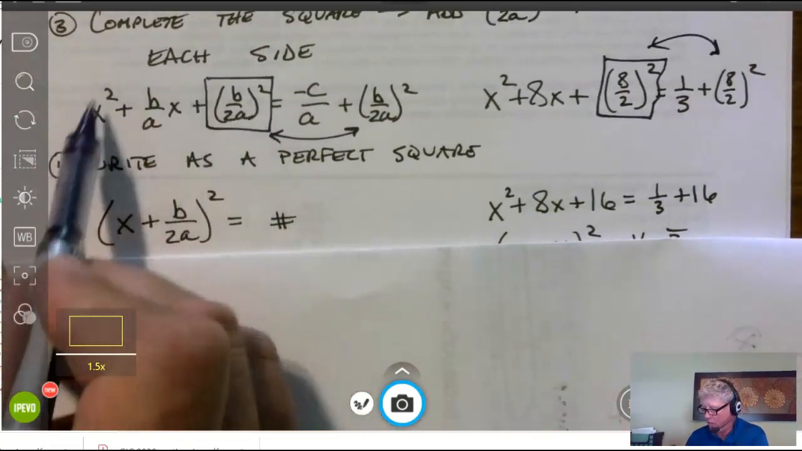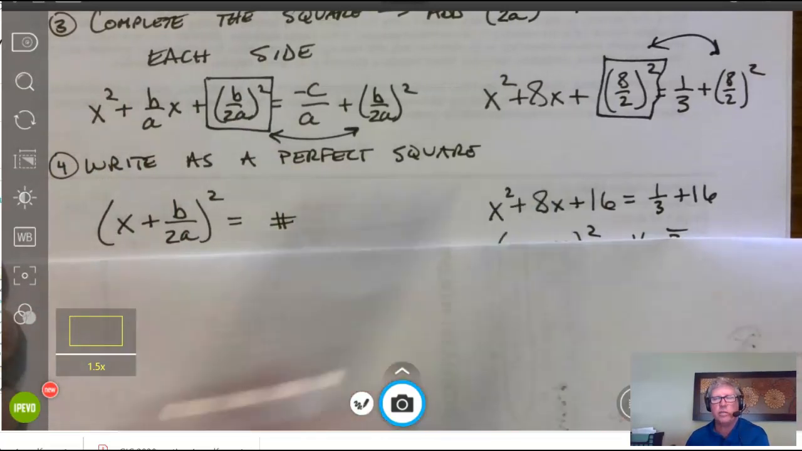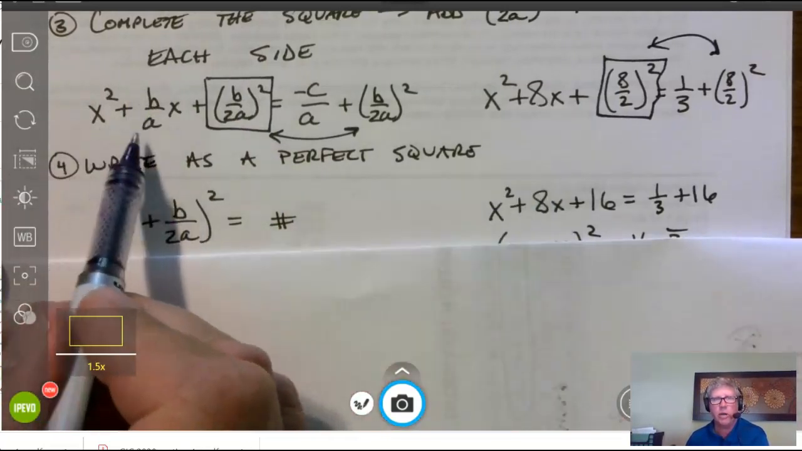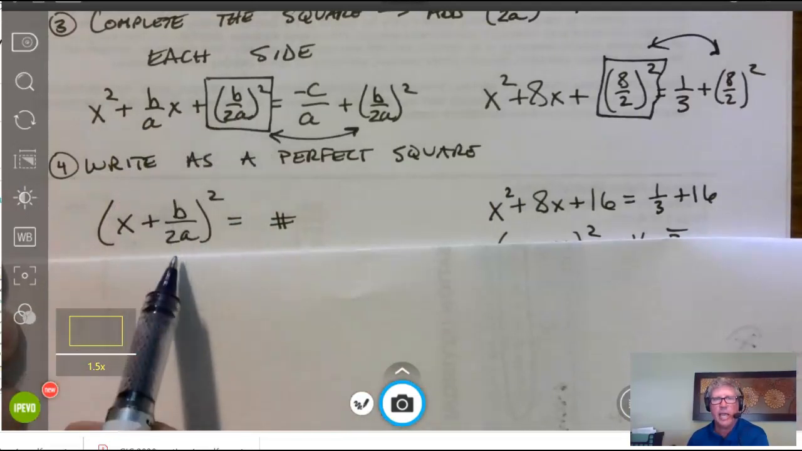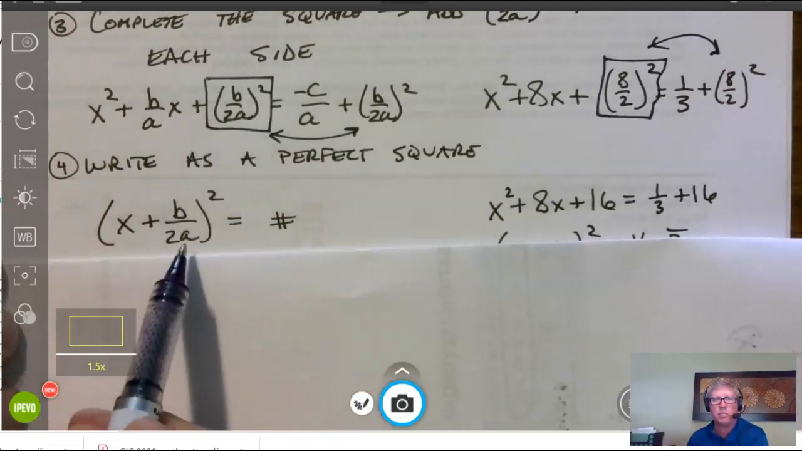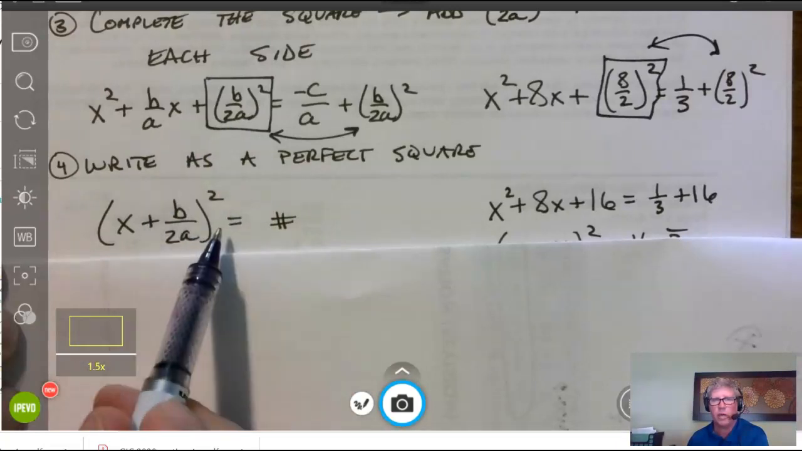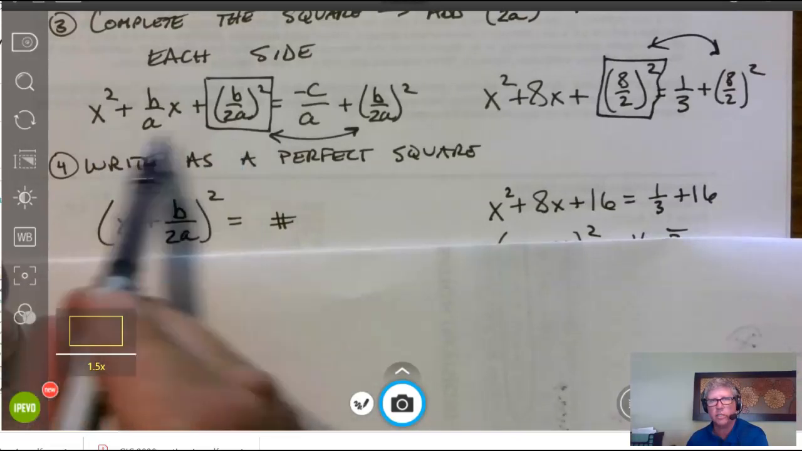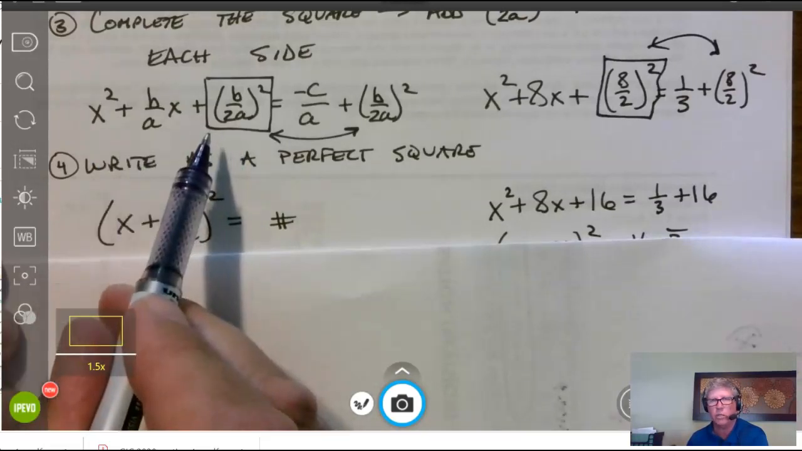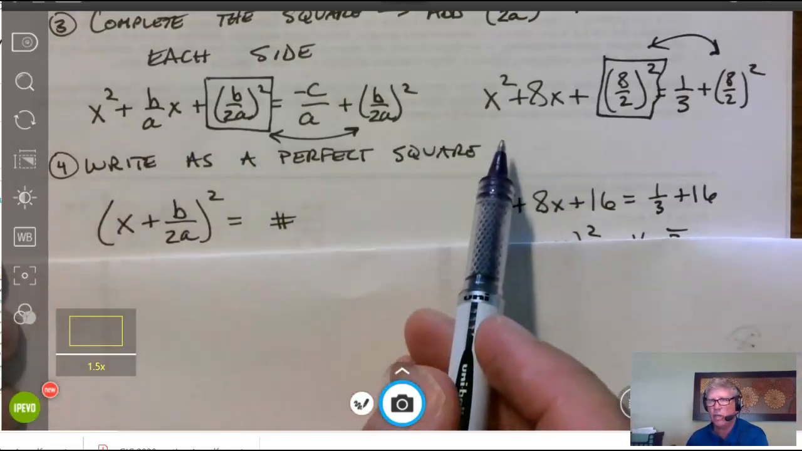This is hard to see, and that's why I like to do it with a numerical example, but x squared plus b over a x plus b over 2a quantity squared can be written as x plus b over 2a quantity squared. If you don't believe me, multiply this all out. You will get this exactly. It's way cool. So what does that mean for us over here?